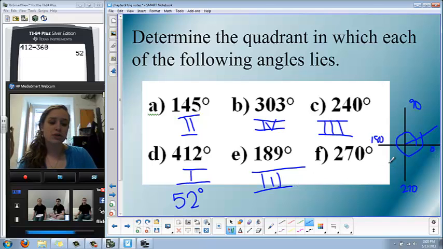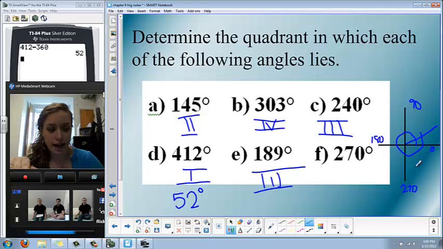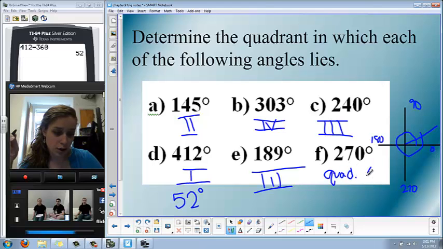Now, what about 270? 270 is exactly lying on that axis right here. Does that mean that 270 degrees is in the third quadrant or the fourth quadrant? Actually, because it's a quadrantal angle, I'm going to call it a quad angle, it's actually not in any of the quadrants. It's kind of like the border between those quadrants. So it's actually not in any of them. It's called a quadrantal angle.